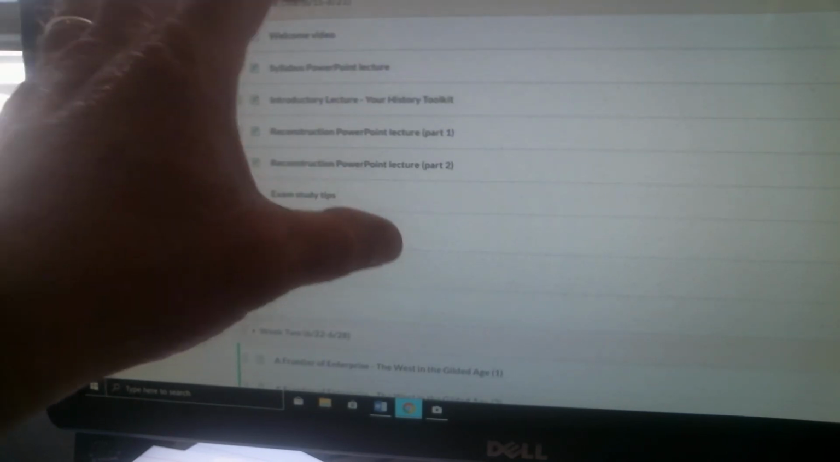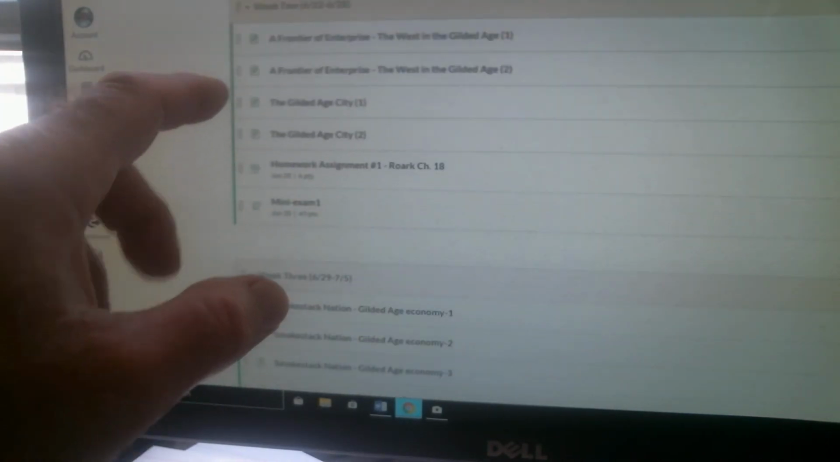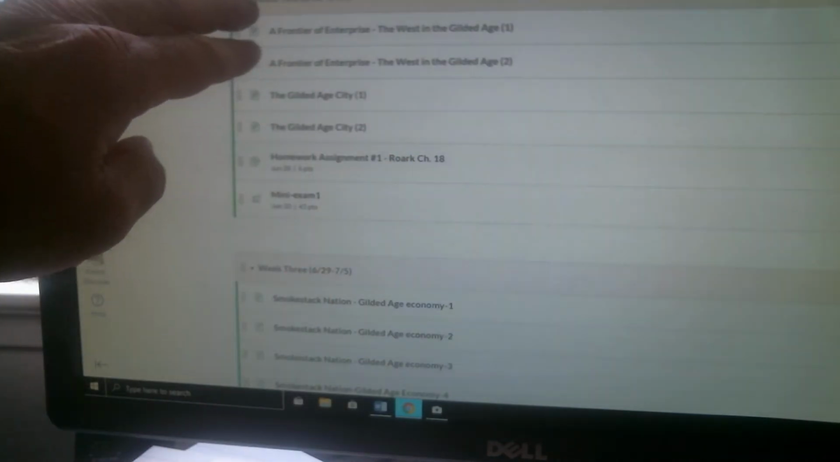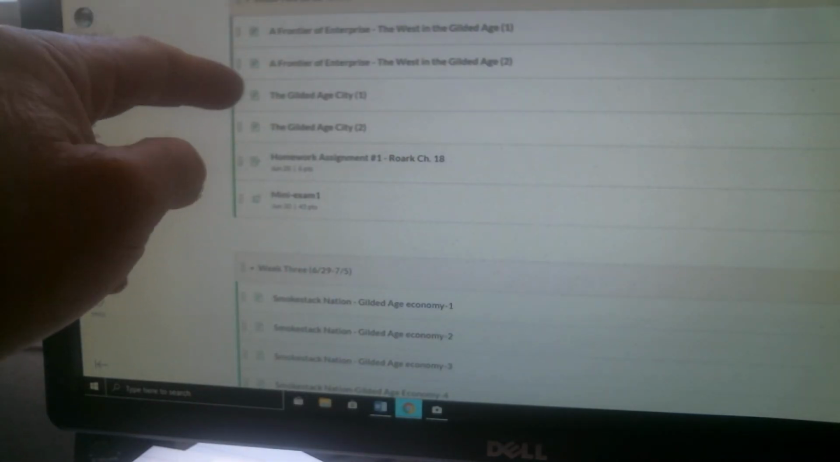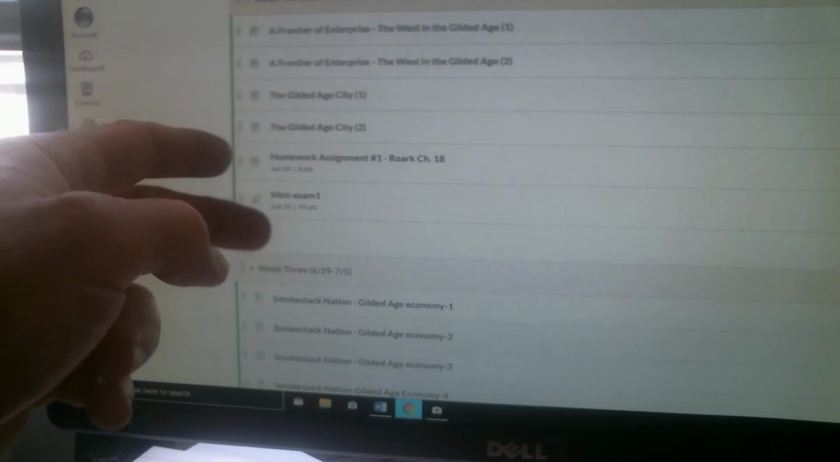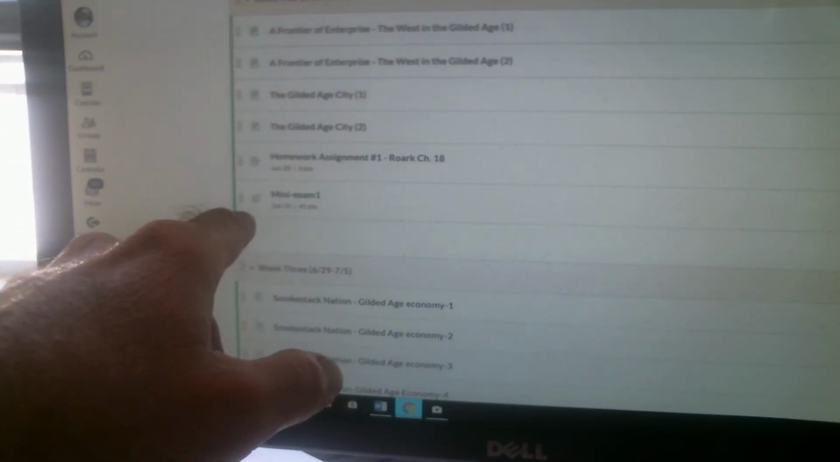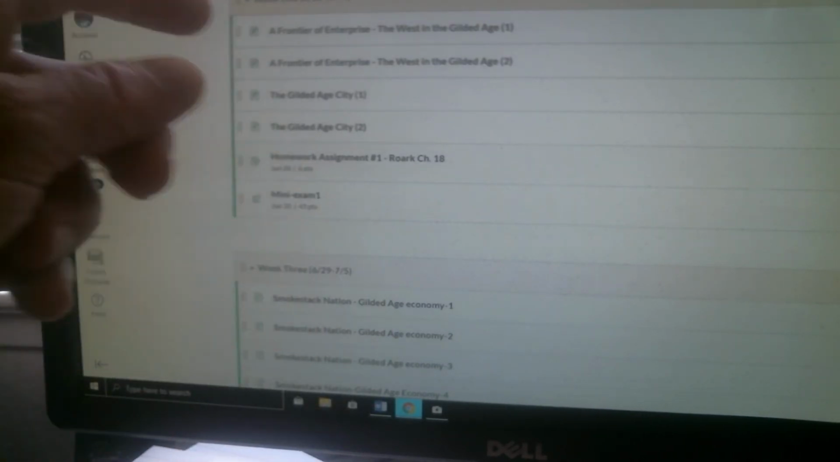Okay, this is what I have to do week one. It gives you the dates there. Here's what we need to do week two. These are lectures that you watch, PowerPoint lectures. Both of those actually are. There's a homework assignment due there. There's an exam at the end of that week.